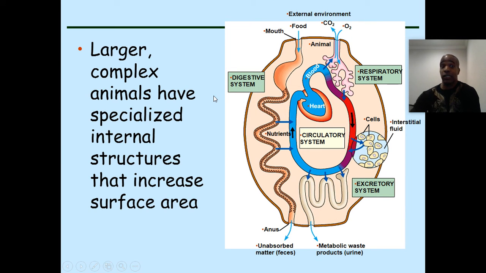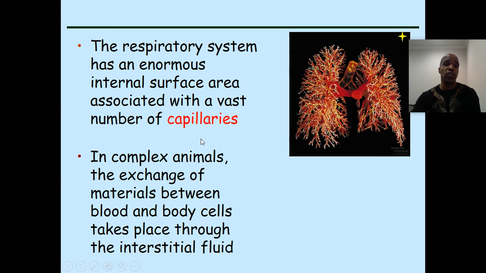Larger things like us are complex animals with specialized internal structures that increase the surface area, like we have in our digestive system or like we have in our respiratory system. The respiratory system has an enormous amount of surface area and a great deal of capillaries. In complex animals, the exchange of materials between the blood and the body cells takes place through the fluid that is going through your body, like your blood.